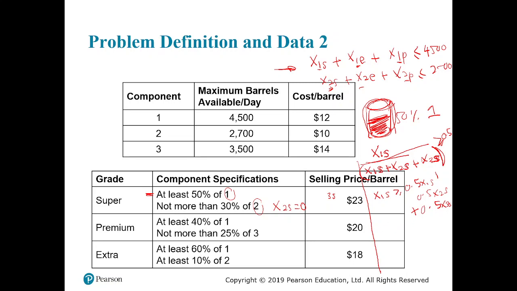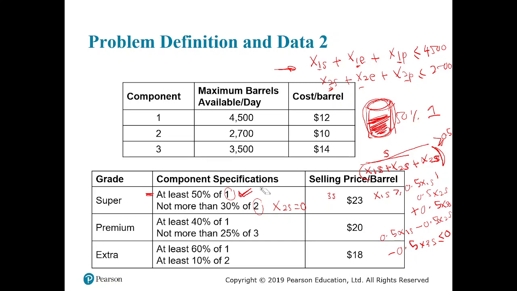So here, because 1 minus 0.5 is 0.5, you have 0.5 x1s minus 0.5 x2s, and then minus 0.5 x3s, and this is less than or equal to 0. Alright, so that is for the first component specification.